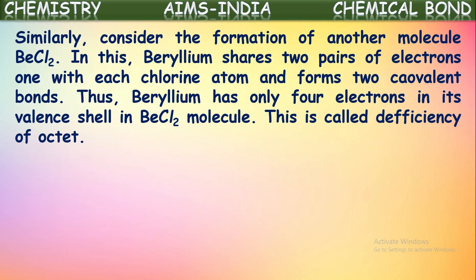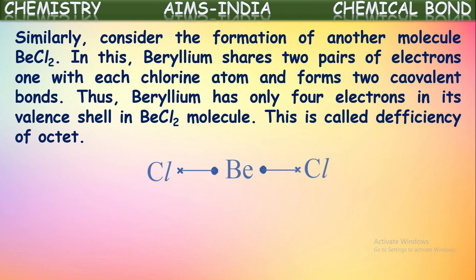Similarly, consider the formation of another molecule, BeCl2, beryllium chloride it is called. In this molecule, beryllium is the central atom which has 2 valence electrons because its atomic number is 4. Its configuration is 2, 2. So there are 2 valence electrons. It combines with 2 chlorine atoms. Beryllium shares 2 pairs of electrons, one with each chlorine atom, and forms 2 covalent bonds.